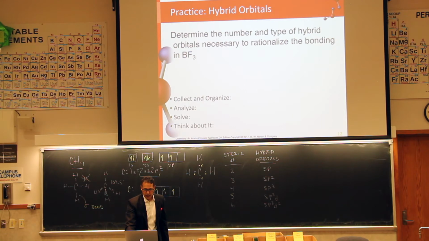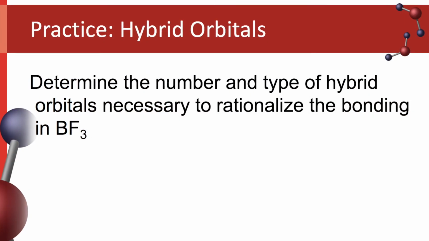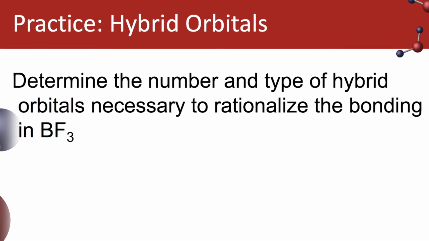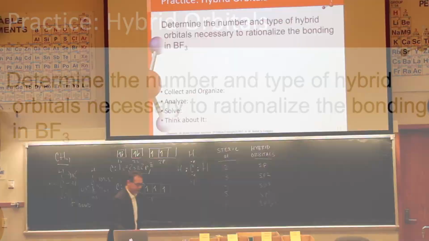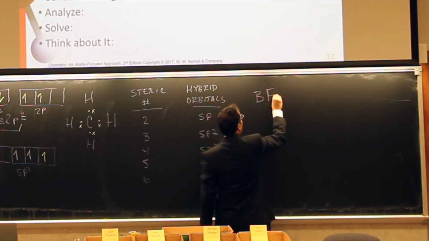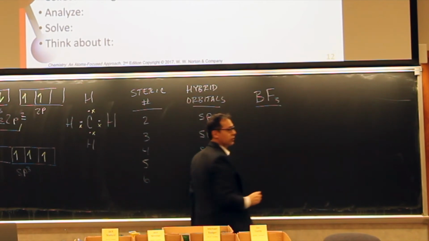Okay, so then let's try actually applying this. Determine the type of hybrid orbitals necessary to rationalize the bonding of boron trifluoride. We've got boron trifluoride.